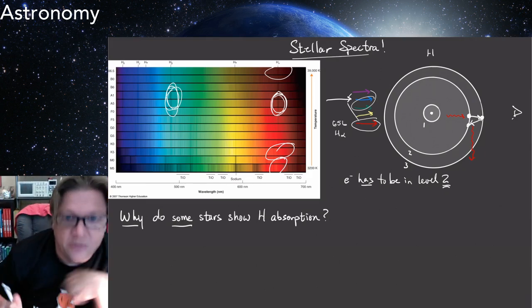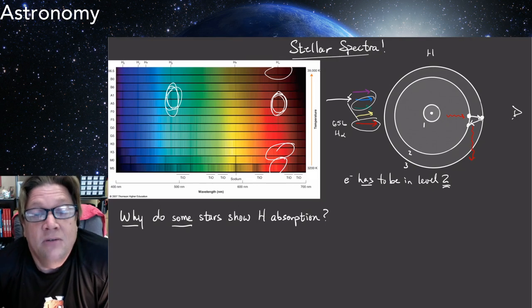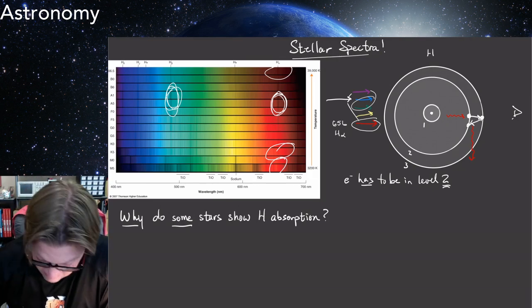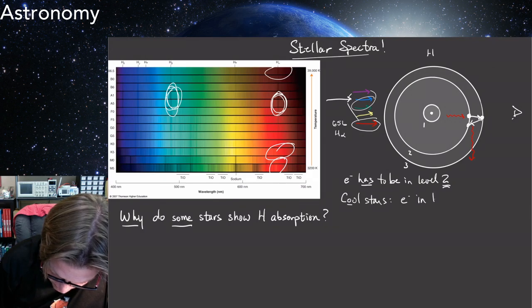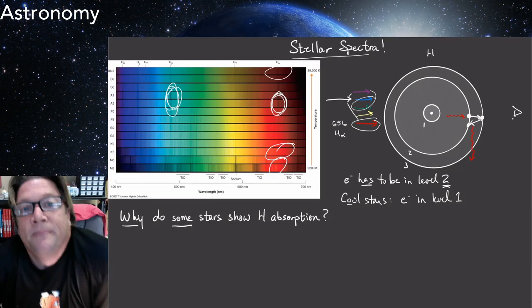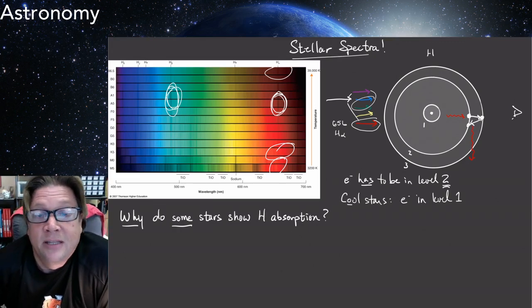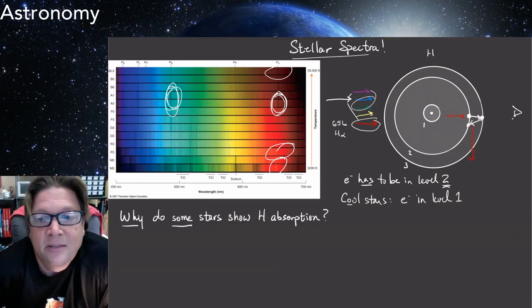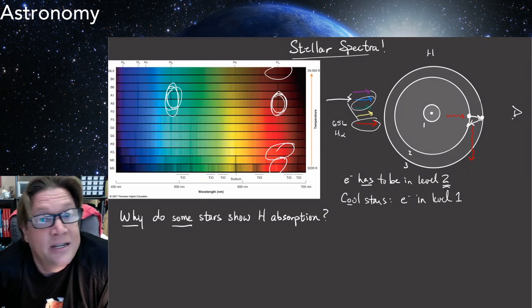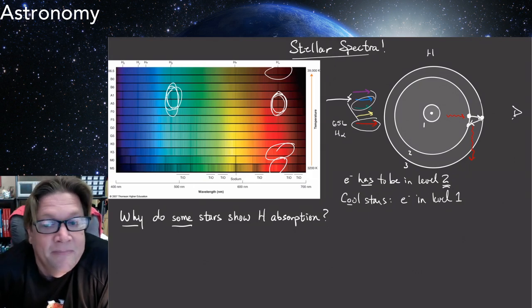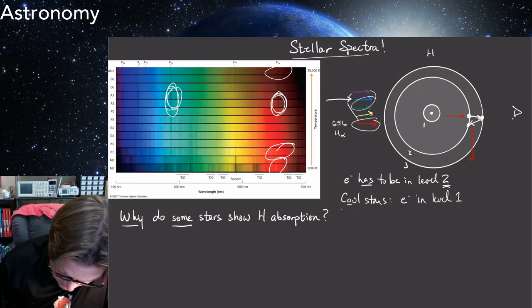So in cool stars, it turns out you don't get hydrogen absorption lines because the electrons hang out in level 1. The collisions aren't violent enough to kick them up. So they can't absorb hydrogen. You have to be in level 2 to absorb those visible hydrogen lines. So cool stars, even though there's hydrogen there, we're not going to see the absorption lines. Hydrogen's transparent.